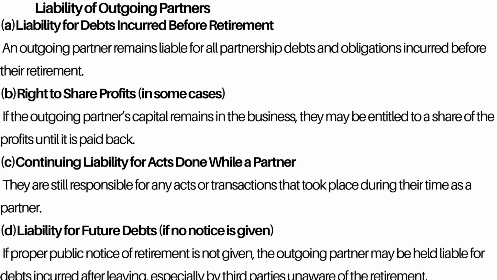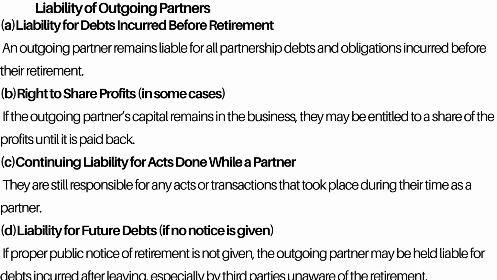So you can be outgoing and still have the money that you invested still part of the business. That simply means you will be entitled to a share of the profits until it is paid back. And then the other one is continuing liability for acts done while a partner. And we know that they are still responsible for any acts or transactions that took place during their time as a partner. And finally, liability for future debts if no notice is given.